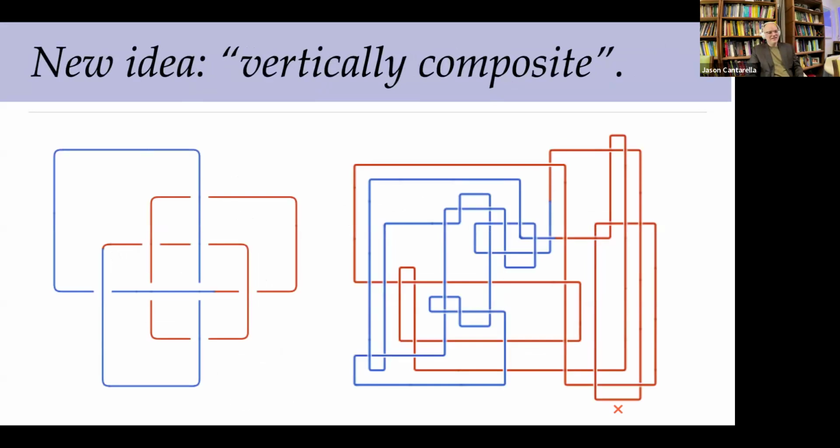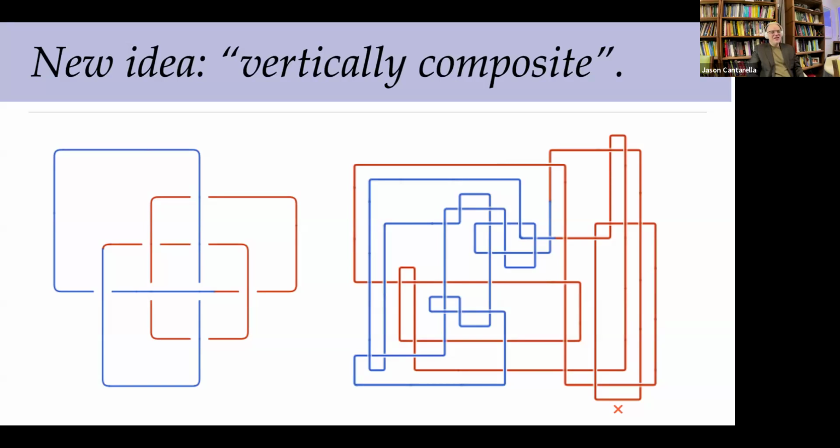So here's a new idea. Diagrams can be vertically composite without being diagrammatically composite. So you just have to stare at these two for a minute to understand what vertically composite means. But do you see it? The blue half of the curve always goes over the red half, even though red and blue crossings could go either way. All the red-blue crossings have blue over red.